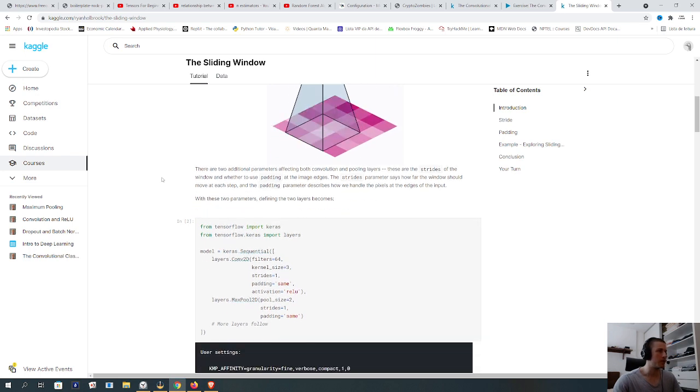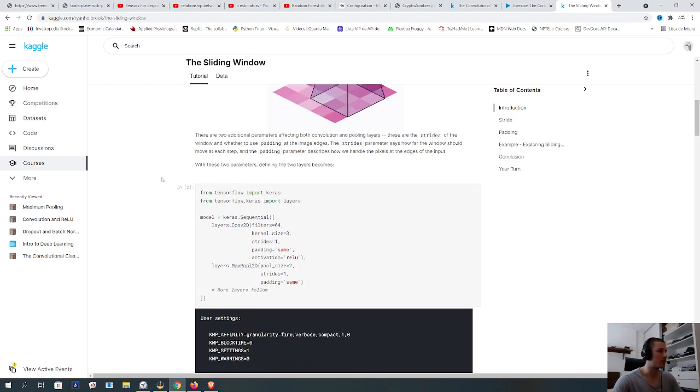There are two additional parameters affecting both convolution and pooling layers. These are the strides of the window and whether to use padding at the image edges. The strides parameter says how far the window should move at each step, and the padding parameter describes how we handle the pixels at the edges of the input.